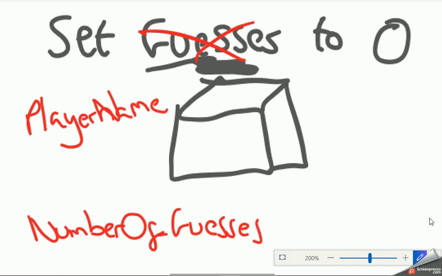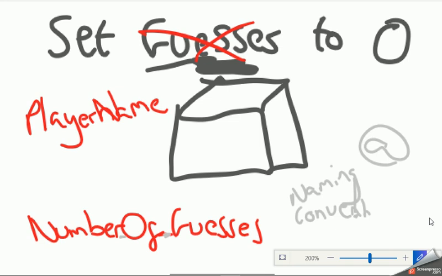You can put an underscore between the words. That is allowed. You can't use symbols like at signs or exclamation marks in variable names. This is called a naming convention. Naming convention. And that basically means whenever you want to make a variable to store something.